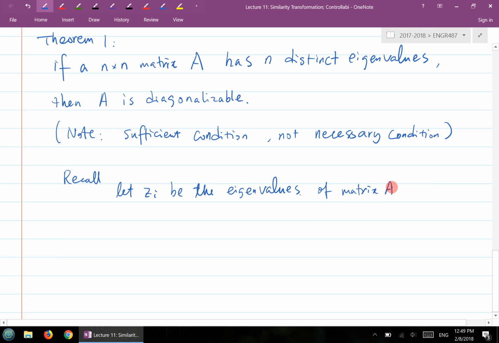Whenever you're given a matrix, you can always calculate its eigenvalues.